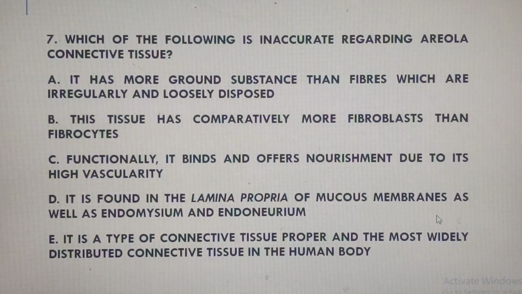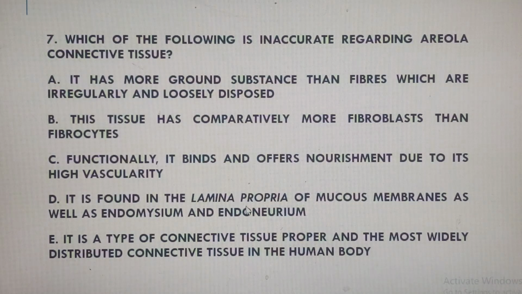Okay, so let's go to option D. Option D says it is found in the lamina propria of mucous membranes, as well as endomysium and of course endoneurium. Yes, that's a very true statement. In the lamina propria of the mucous membrane, we get to know that a mucous membrane generally will be made up of epithelium and of course lamina propria. In the GIT, we add what we call muscularis mucosae to it later on. If you have visited my postpharyngeal gut video, under the systems histology playlist, you can get that one.